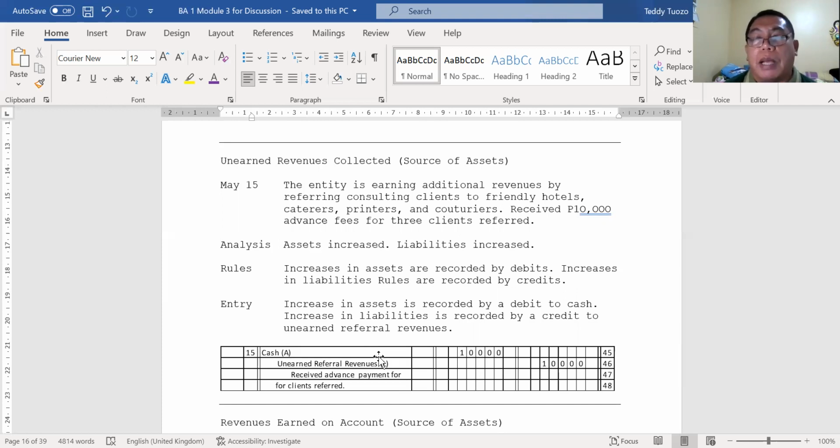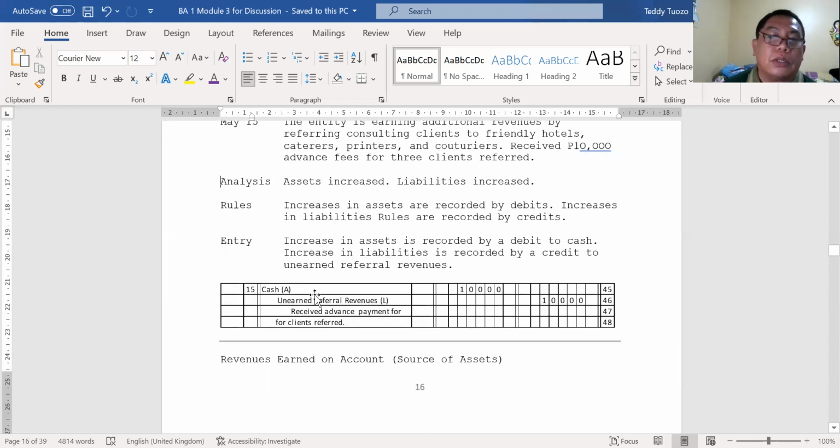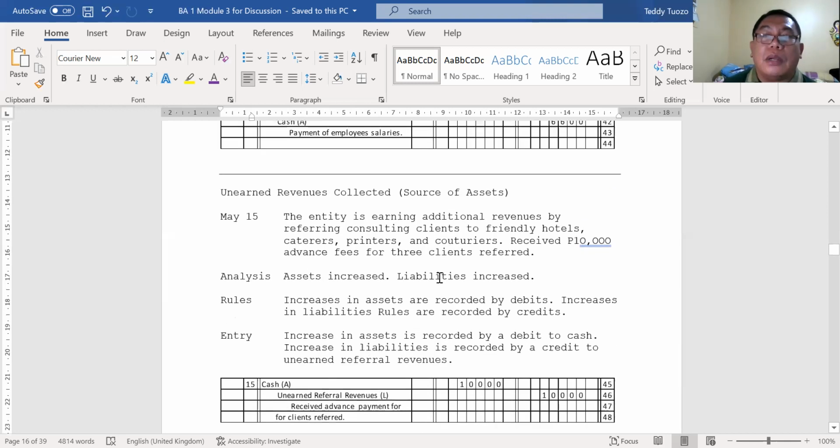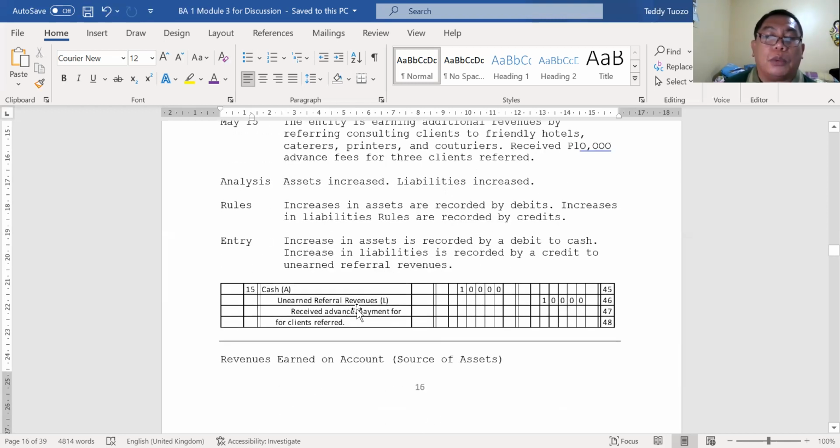The clients have not yet been referred and have not yet paid. So if the clients do not go to that hotel, then there is an obligation of that consultant to return the money that he received as advance payment for referrals. So it is a liability if unearned, since it is not yet income, so it would be an unearned referral revenues.